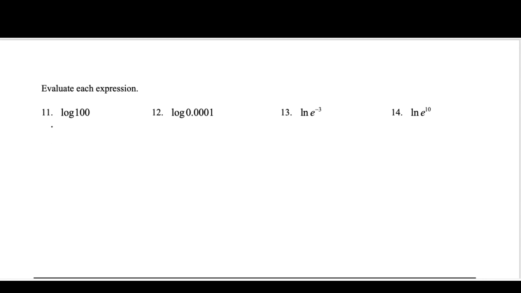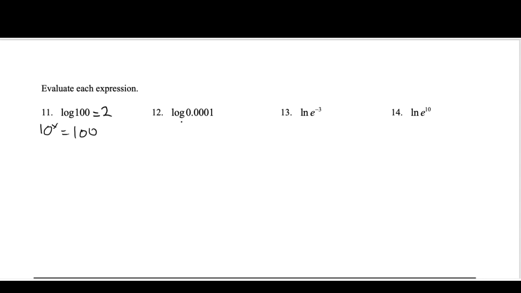Log 100. Because the base is not written in there, it's just assumed to be 10. That's a common logarithm. So we would say 10 raised to what power equals 100? And the answer would be 2, because 10 squared equals 100. So log 100 is equal to 2.